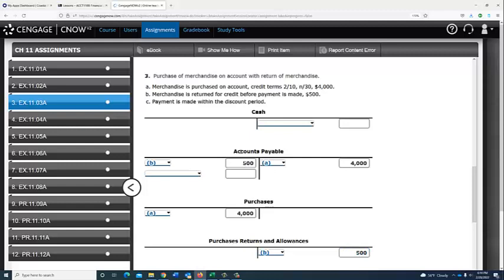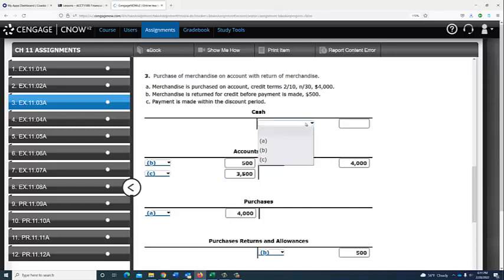Okay, so now my balance in accounts payable is $3,500. It says payment is made within the discount period. Now we had a return, and so the amount owed is $3,500. I'm not going to take the 2% against the $4,000. I'm going to take the 2% against the $3,500 owed, and that's $70. So I'm going to clear the $3,500 out of accounts payable. That's what's left after the return.